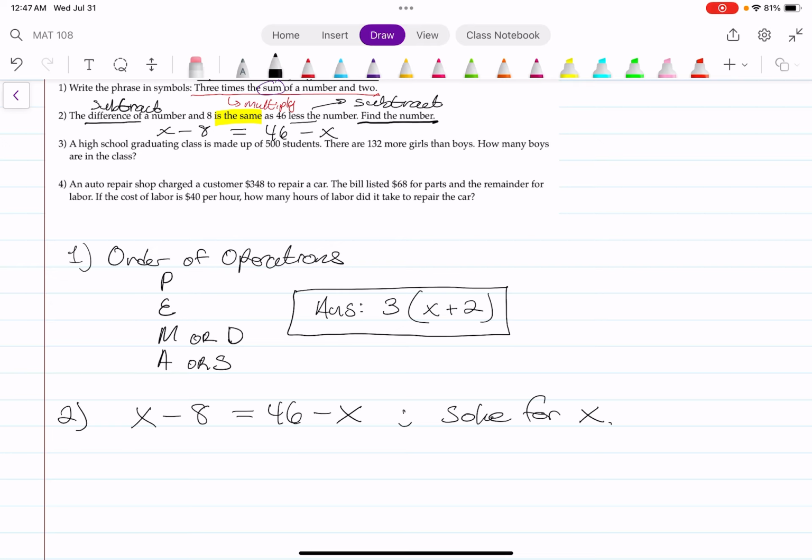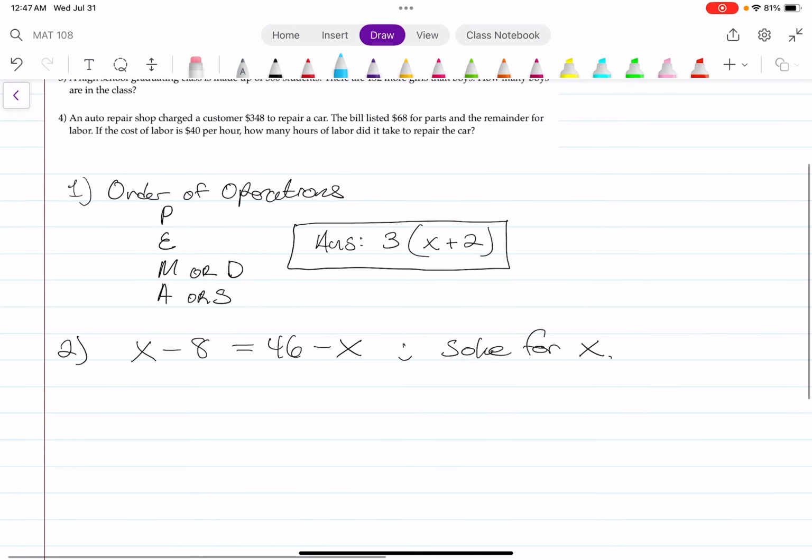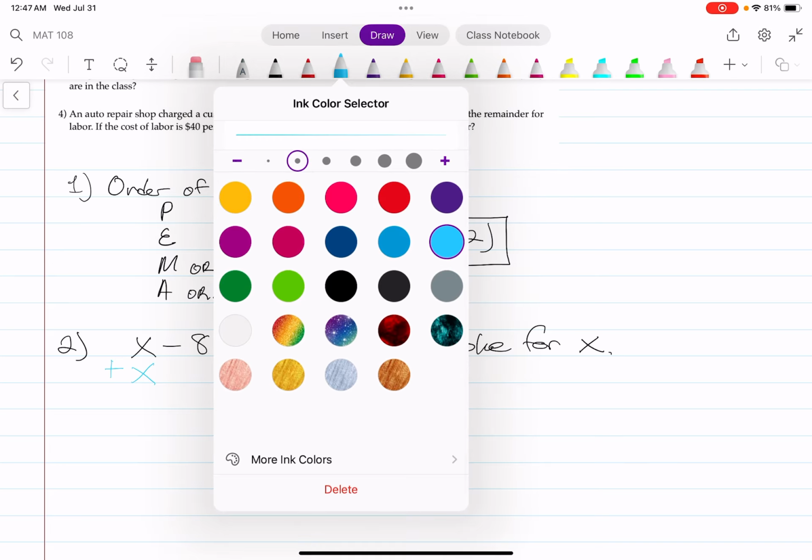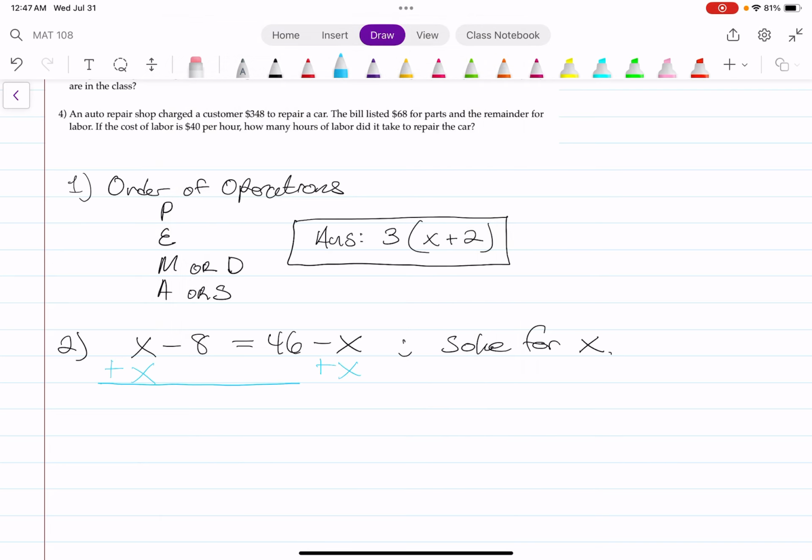I personally like to keep x on the left-hand side, but you can always move it to the right-hand side. But I don't like dealing with negative variables, so I'm going to keep my x on the left side. What does that mean? I am going to add x to both sides of my equation. The x on the right side cancels. x plus x is 2x. And we can bring down everything else and continue solving for x.